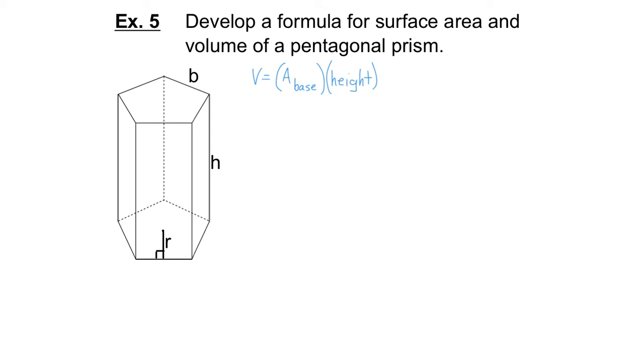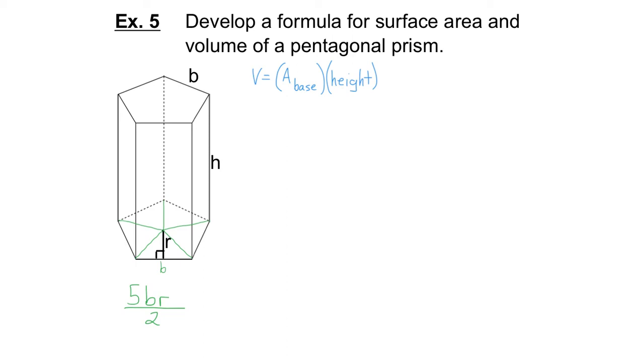However, you can figure it out. If I take the pentagon and I draw from each corner to the center, I end up with 1, 2, 3, 4, 5 different triangles. Okay, well, I know how to find the area of a triangle. In this case, it'll be B times R divided by 2. And I have 5 of those. They're all the same. So I end up with 5BR over 2 as the area of the pentagon.